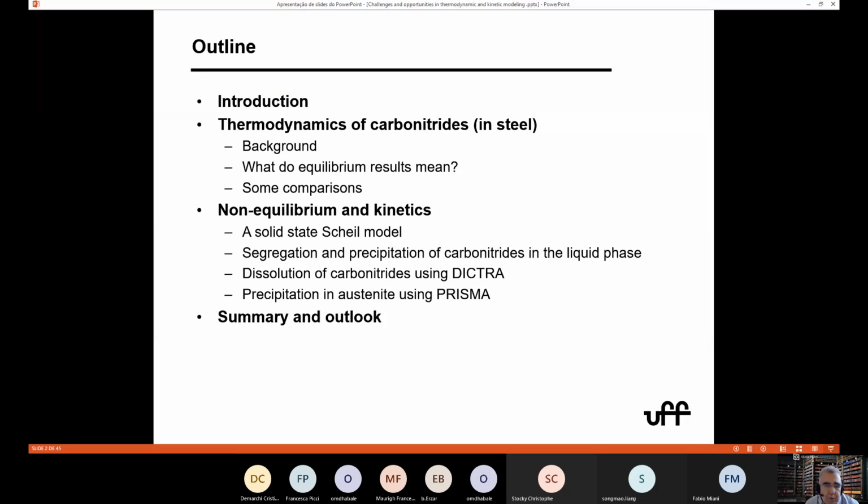And of course, the question you have is we are not in equilibrium in industry. So yes, we are not. Equilibrium is important, but we are going to discuss what happens when you have non-equilibrium and also how you can handle kinetics a little bit now using the CalFAD approach. And then I hope to present you a little outlook of at least my view of what's going to happen with these techniques in the future.